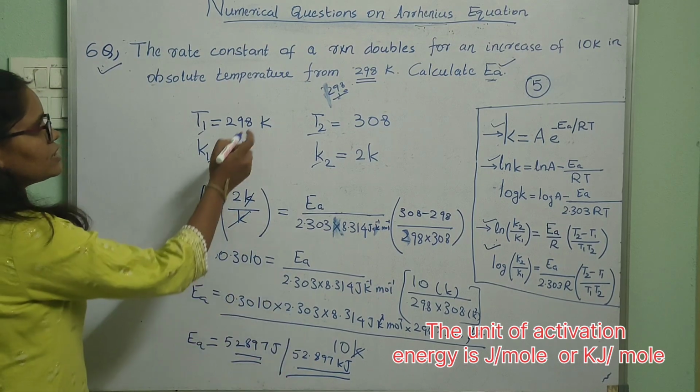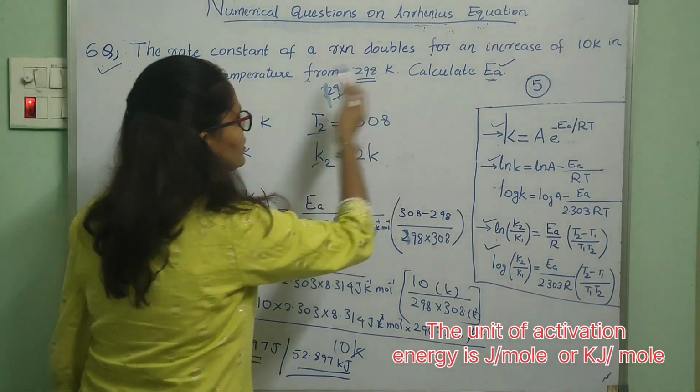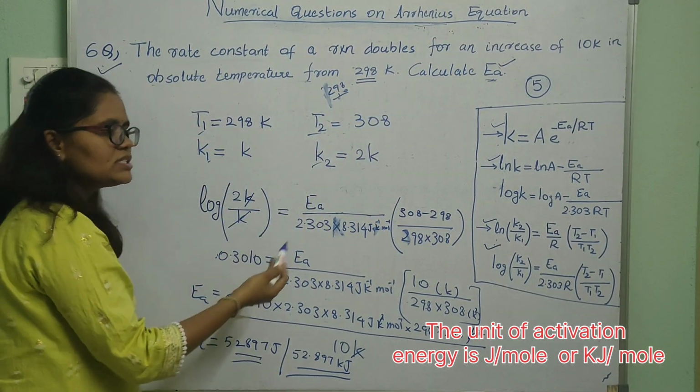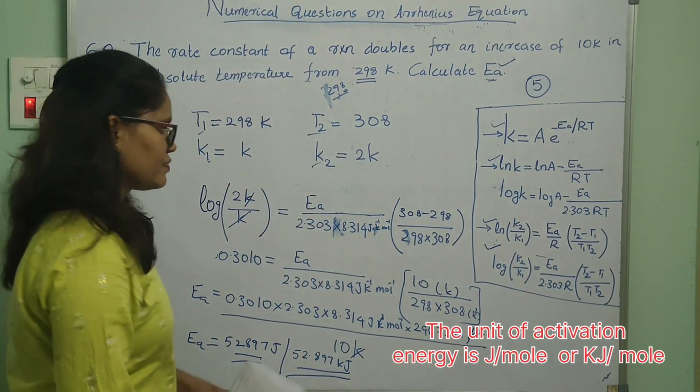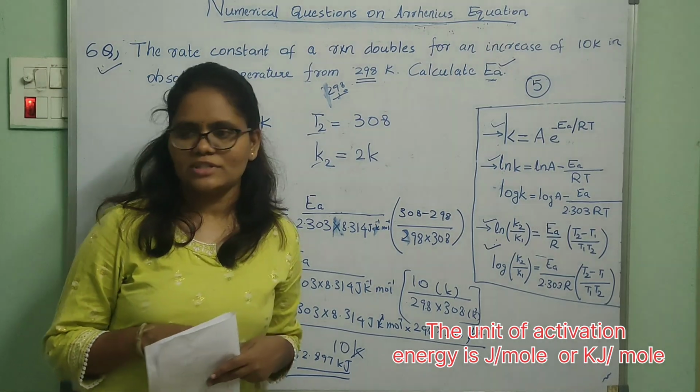It was simple, right? You were given two different temperatures, two rate constants, and you are asked to find the value of activation energy. Okay. Now let us move to the 7th question.